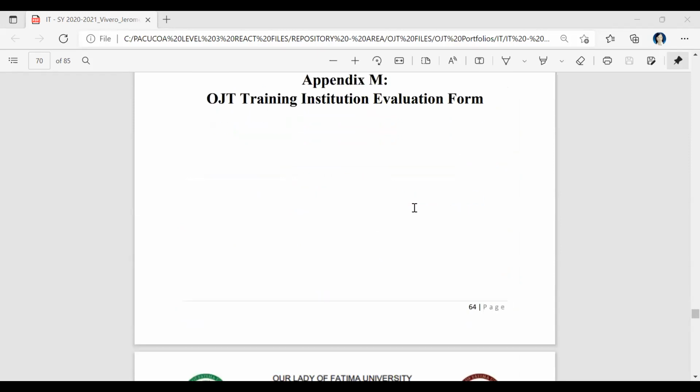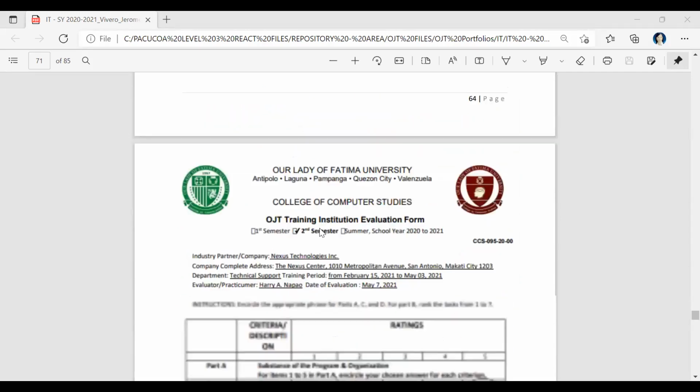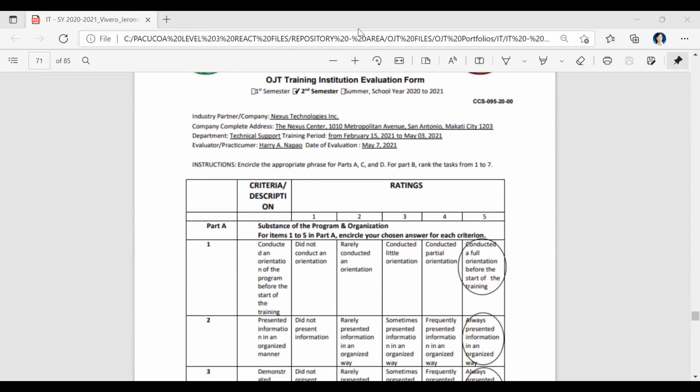After the practicum evaluation form or the industry immersion evaluation form from the company superior, the next is you will be evaluating the OJT company. So again, supply the necessary information like the semester and the school year. So it should be 2021 to 2022. The company name, the address, the department, the training period. So start date, end date.